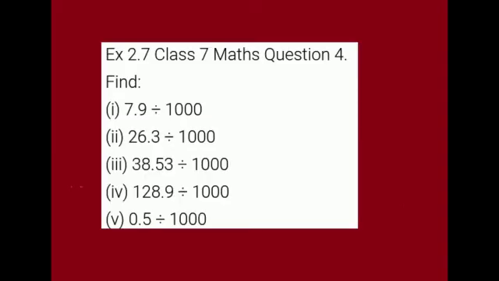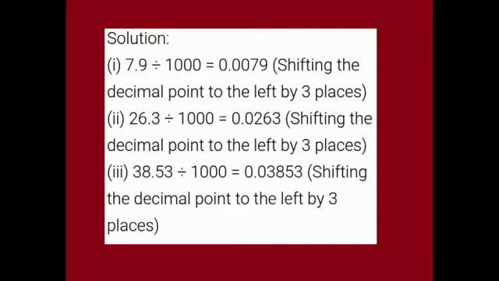Next, question number 4. Find. We are given 5 subdivisions of questions. In this, we are going to divide a decimal number by thousands. Solution. For dividing any decimal number by 1000, we have to shift the decimal point 3 places to the left.